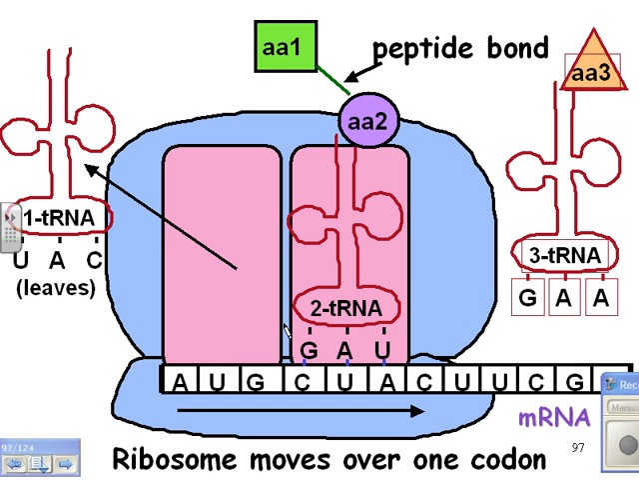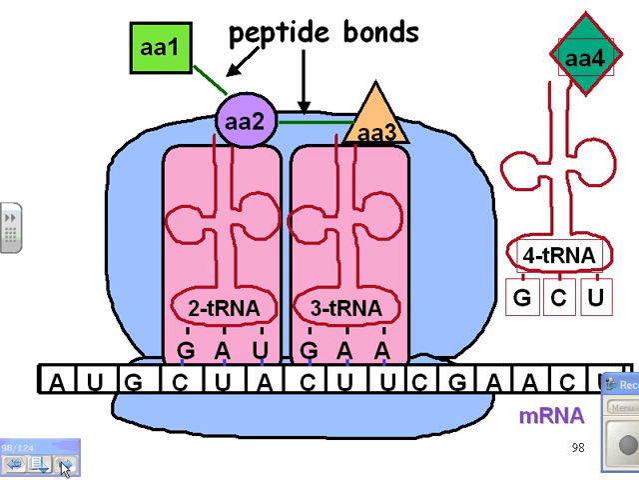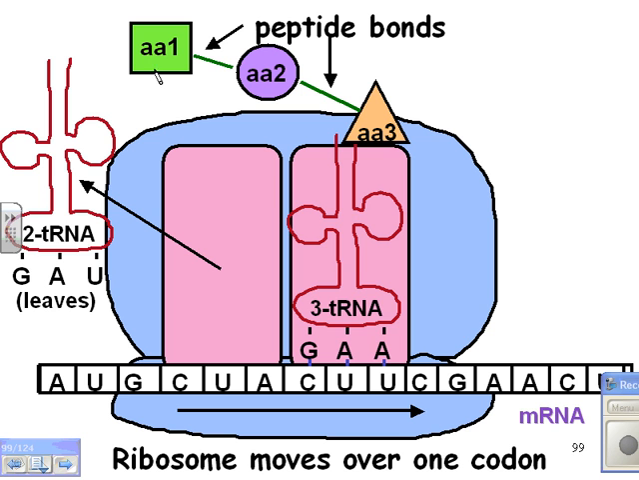Let me go backwards. This GAU one is going to move over here. So look, GAU has moved over here. A new molecule of tRNA has come in, and you formed a new bond. This one will go away, but the amino acid will stay behind, bonded to the first one and to the third one. So here that one is going away, but the amino acids stay together. Now this one goes over here, the GAA one goes over, and a new one comes in.